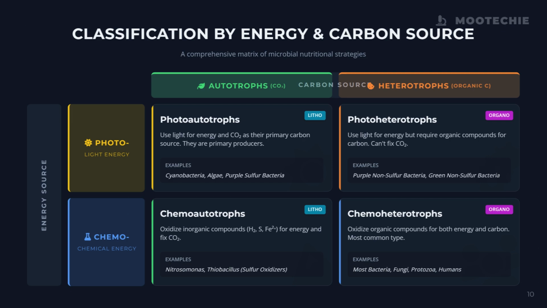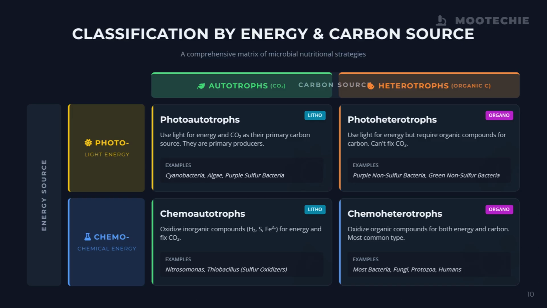In the top left quadrant, we have photoautotrophs. They use light for energy and CO2 as their carbon source. They are the primary producers, with examples like cyanobacteria and algae. Top right are the photoheterotrophs. They use light for energy but require organic compounds for carbon. Examples include purple and green non-sulfur bacteria.